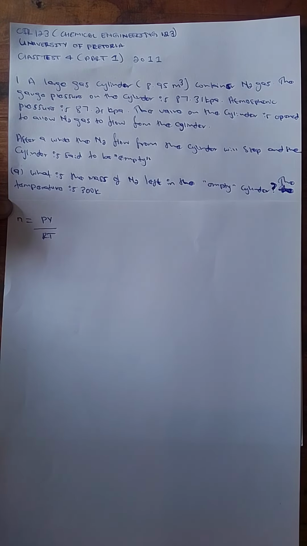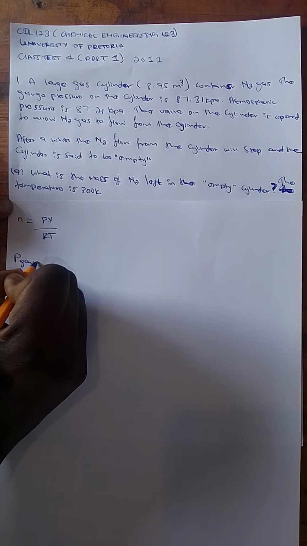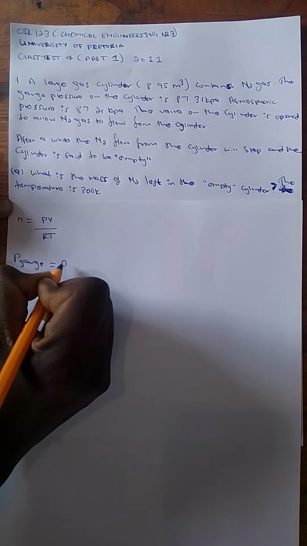Please note that the pressure we're going to be using is not the pressure before the valve was opened. Remember, after the valve was opened and it is said that it's empty, that means that the gauge pressure is 0, because there's no pressure coming as a result of the gas. So I can just note here that pressure gauge is equal to 0, right?